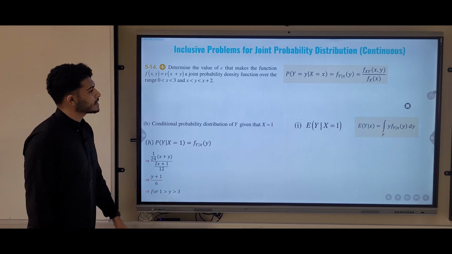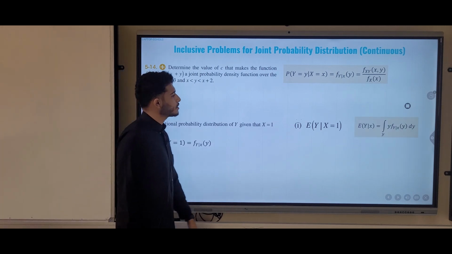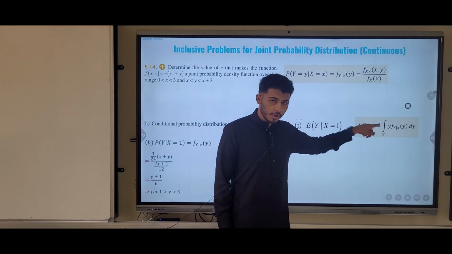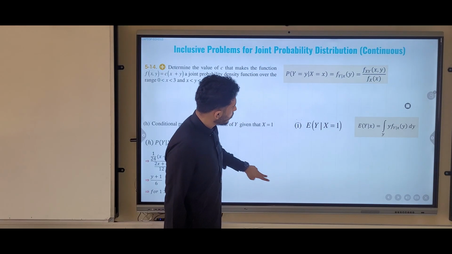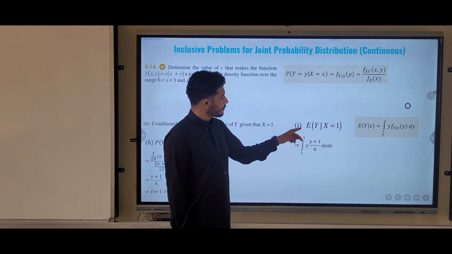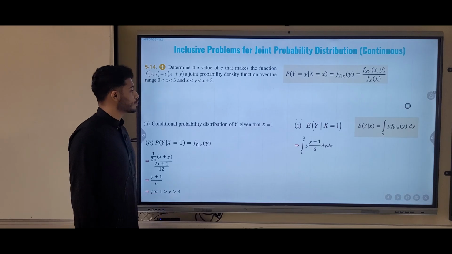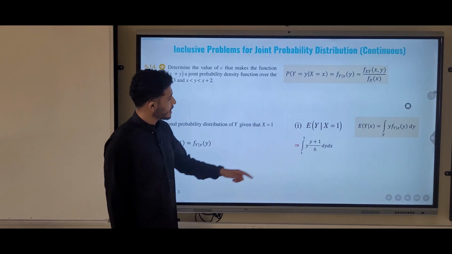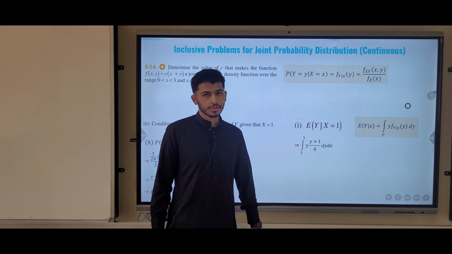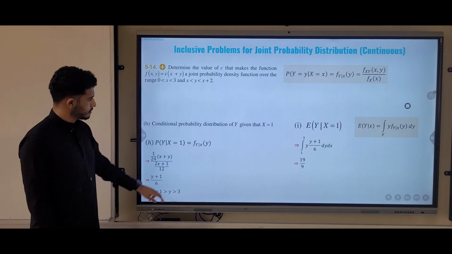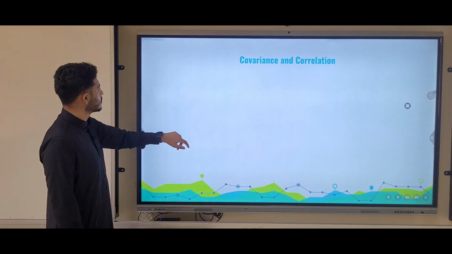So to solve the expected value here, you have to integrate over the whole region of y. The new region of y is going to be from 1 to 3, instead of writing from x up to x plus 2, because we already know the value for x, which is x equals 1. Hopefully it is clear. Okay, this is the answer.